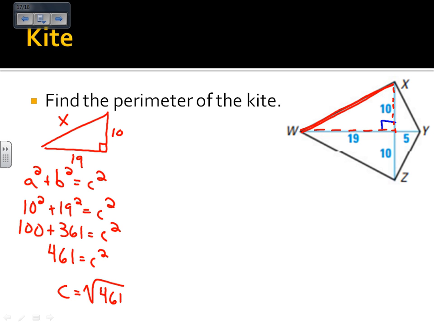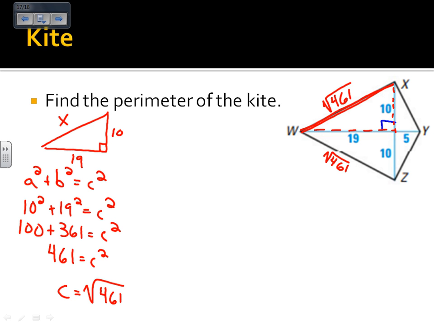Does that make sense how we did that one? Now, if you had a calculator, you could type that in and get a decimal, right? So this one is square root of 461. We'll take a look at WZ. WZ is 19 and 10 again, right? Is WZ going to be the same thing? Remember, because kites have this piece equal to this one, so this one also has to be square root of 461.